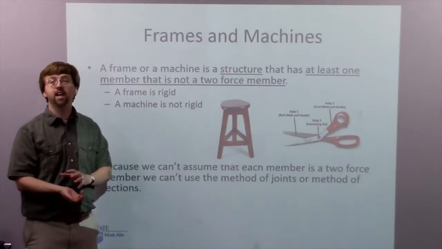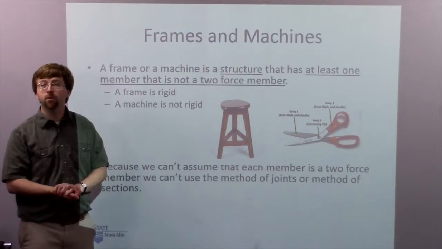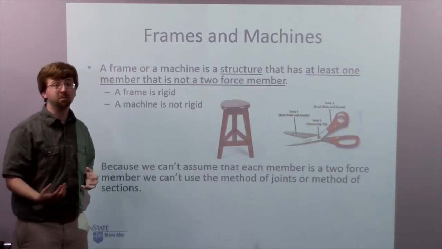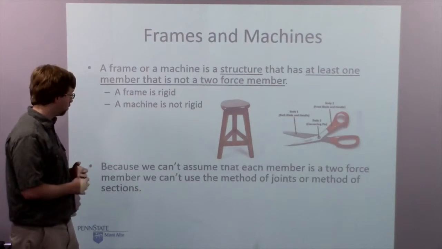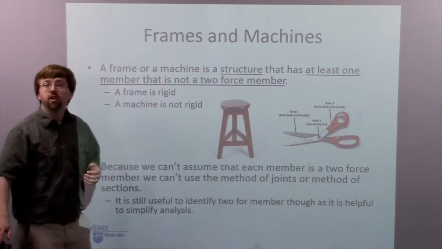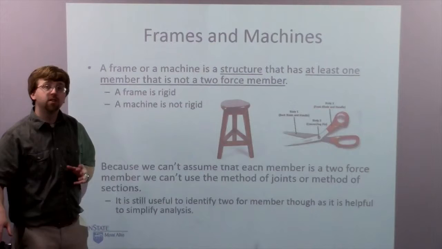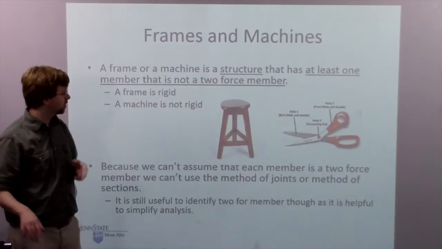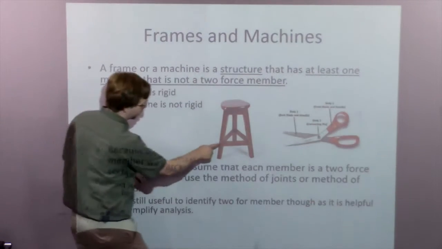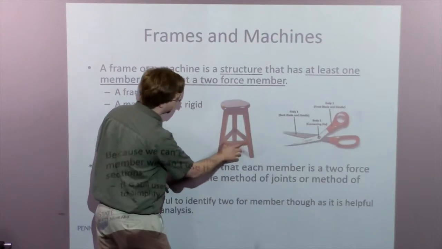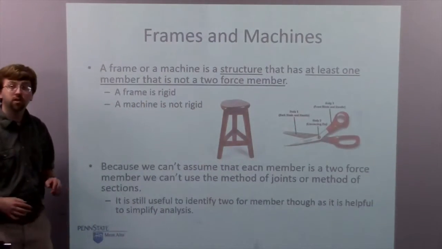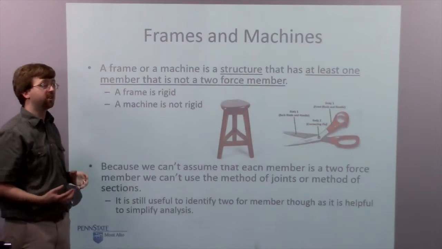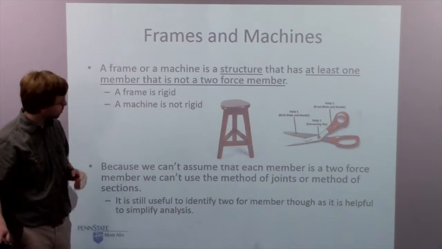Because we can't assume that each member is a two-force member, we can't use the method of sections and the method of joints. I'm going to explain in a second why that is. It's still useful to identify two-force members. An example in here: this member down here is connected at either end, and there's nothing in the middle. These cross beams would be two-force members. I still want to identify those, but I can't use the method of joints or method of sections as a whole.